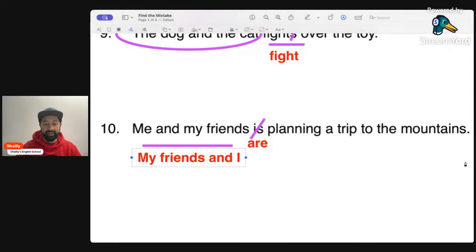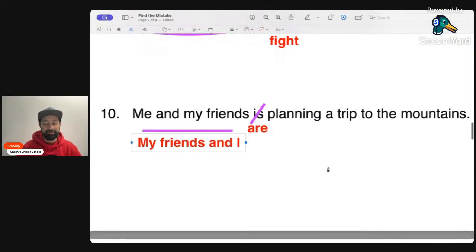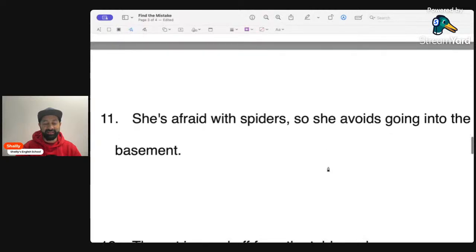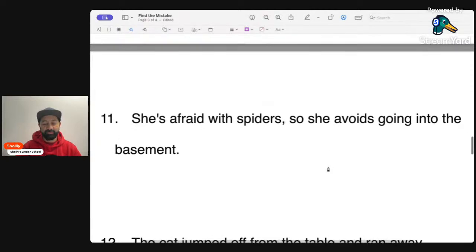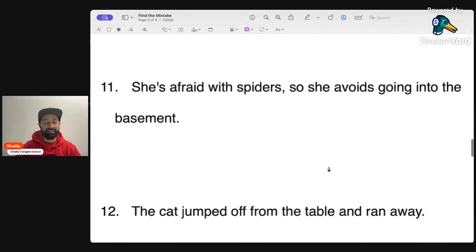Okay, so we're going to do a couple more, but I'm going to skip down and let's do this one, and we'll skip down even further to some more difficult ones. So number 11 here says, she's afraid with spiders, so she avoids going into the basement. What is the correct sentence here? Is this correct? Is it not correct? If it's not correct, what is the correct sentence? What is wrong? If it's fine, just put it's fine.